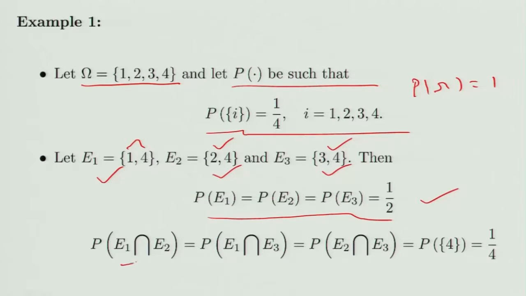Now let us look at E1 intersection E2. What is E1 intersection E2? It is the singleton set {4}. Since all of them have only one element in common, that is the same element 4, the probability of E1 intersection E2, probability of E1 intersection E3, and probability of E2 intersection E3 would be the same as probability of {4}, which is 1 by 4. So what you see is that this is clearly the same as probability of E1 times probability of E2, because each of them is half.